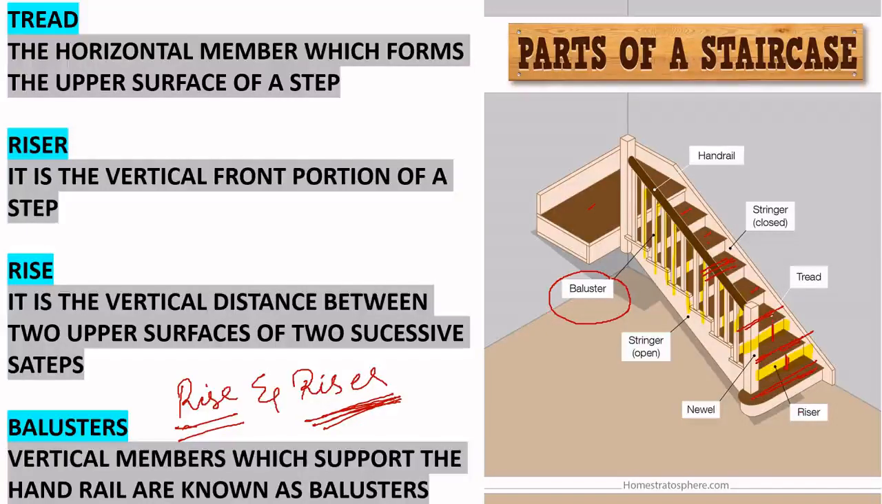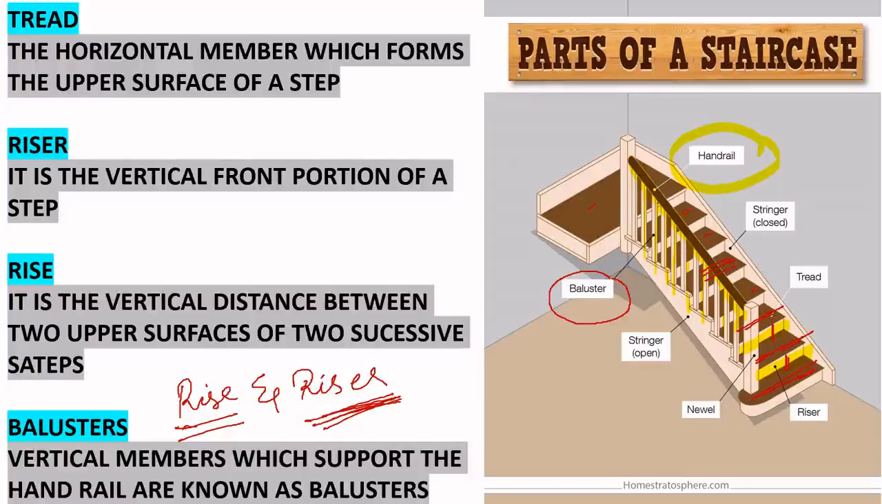So, what is handrail? You can see here, this is called a handrail. It helps us. When we walk up or down these steps, we place our hands on this handrail for support. We catch this handrail and we walk up and down. So, these are called handrails.